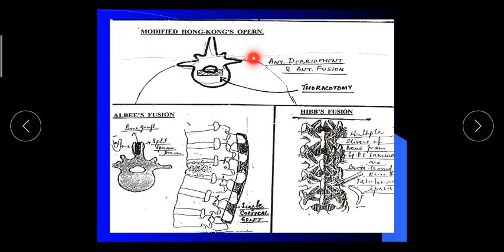Hong Kong's operation. Here this is the anterior, or it is anterior decompression, anterior parts. The body is removed. The damaged or the destroyed body is removed. And there is anterior fusion. Okay, coming to the posterior fusion comes the Albee's fusion. See, only the spinous process is split and graft is applied to the adjacent multiple spinous processes by a single cortical graft, and all these vertebra, they fuse and form a single bone, and movement does not occur.